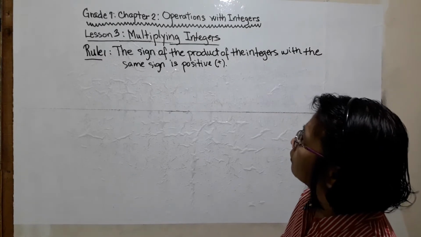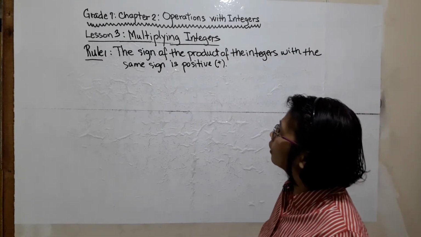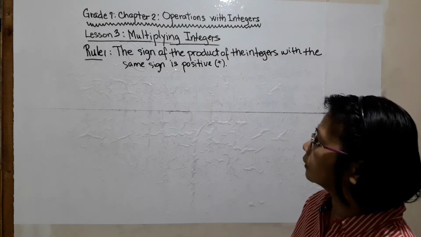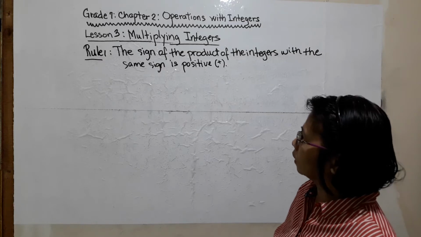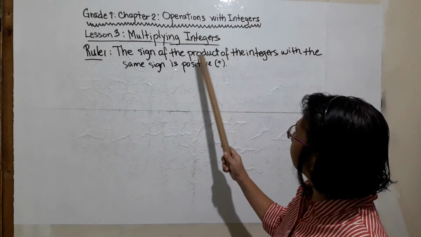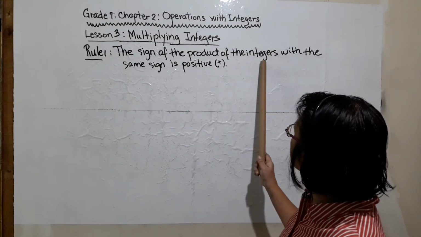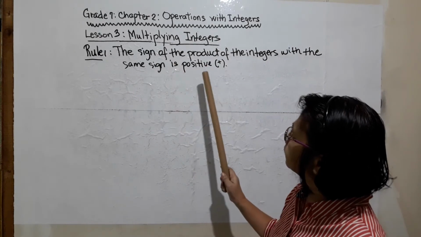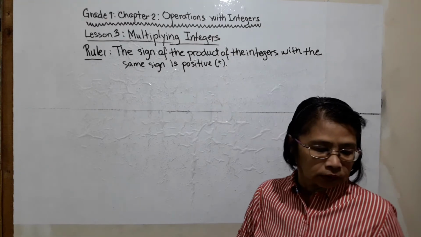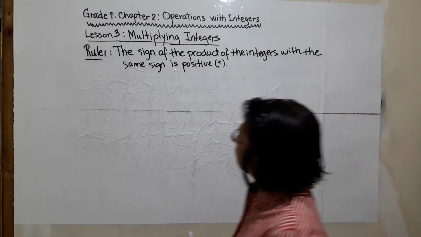Lesson 3 is about multiplication of integers or multiplying integers. There are also two rules to follow. Rule number 1, the sign of the product of the integers with the same sign is positive. Examples.